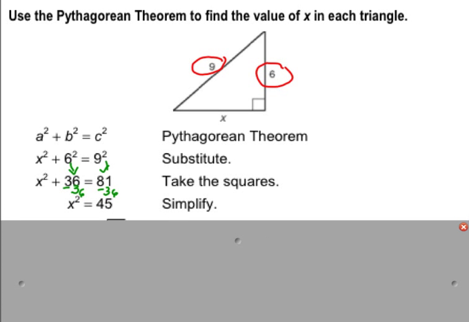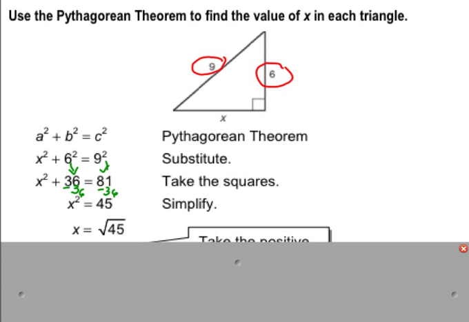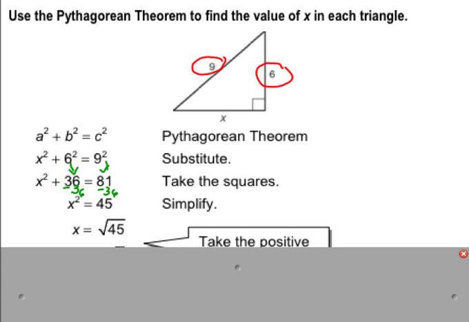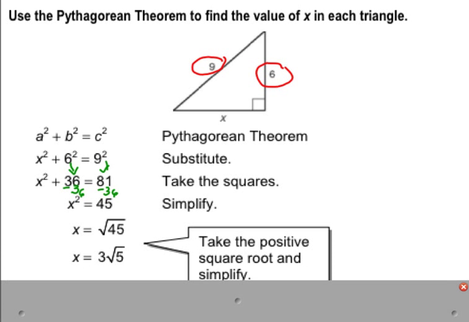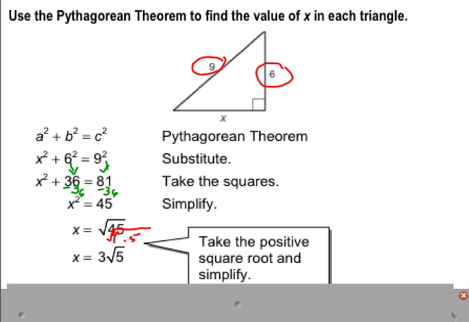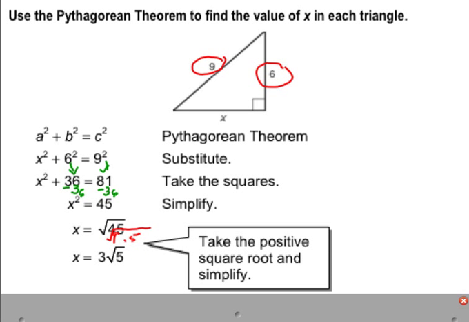Now we have to solve for x. So we find the square root of 45, and we get x equals the square root of 45. Then we want to simplify by understanding that 9 times 5 is what makes up 45. So the square root of 9 times the square root of 5. The square root of 9 becomes 3, and we keep the square root of 5 the same. It can't be simplified any further, so that would be our solution. So x, or this side, would have to be 3 square root of 5.